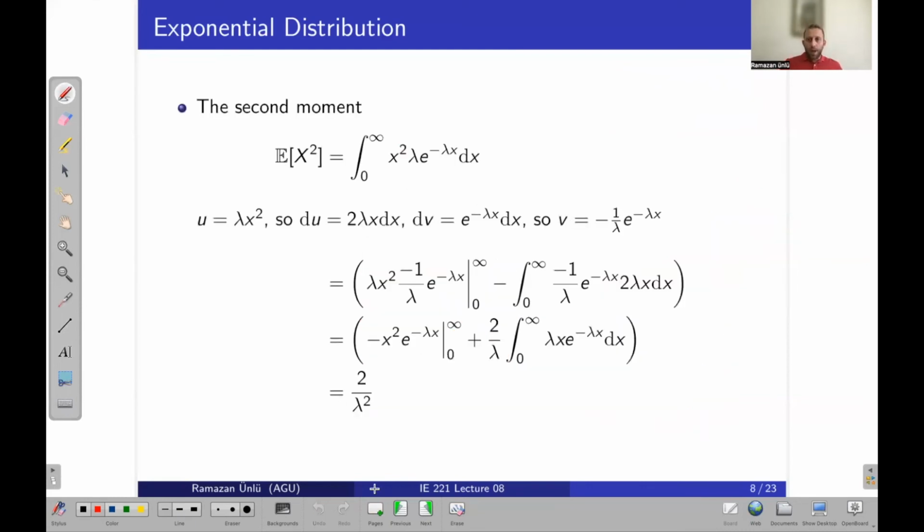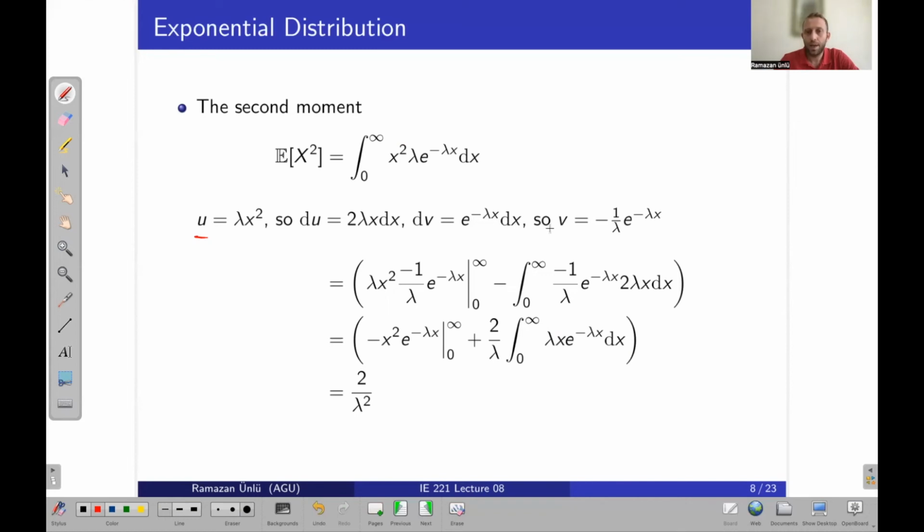Okay, to calculate the variance of the exponential distribution, first calculate the second moment of it. The second moment is the expected value of x squared, and that will be the integration of x squared times lambda times e to the minus lambda x dx from 0 to infinity. And we will apply the same strategy. Let's say u is equal to x squared. So du will be 2 times x dx, and dv will be lambda times e to the minus lambda x dx.